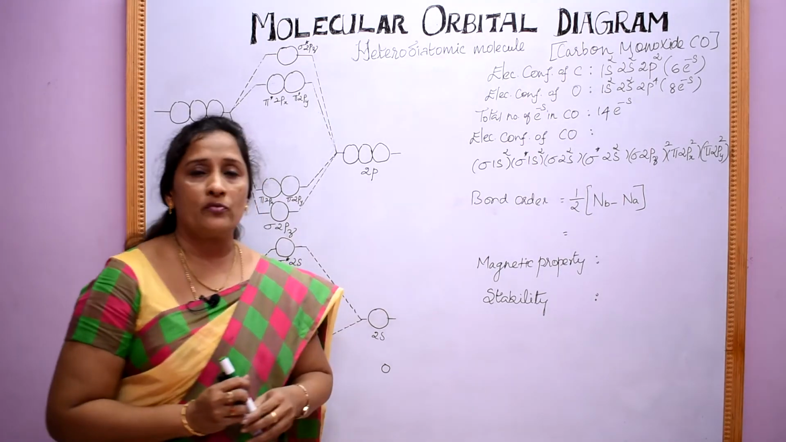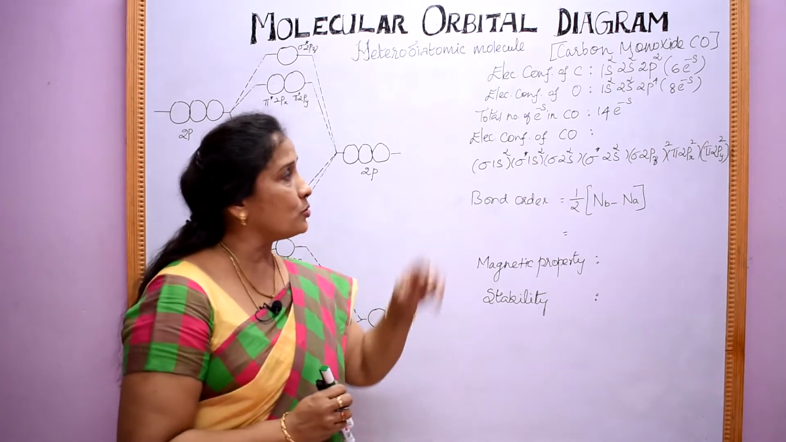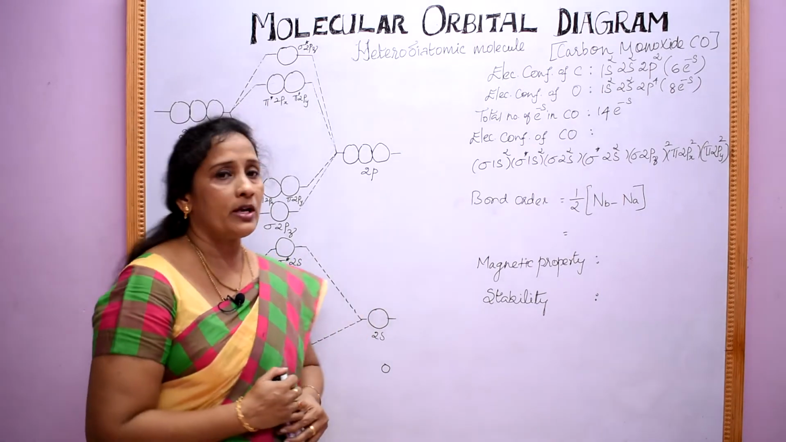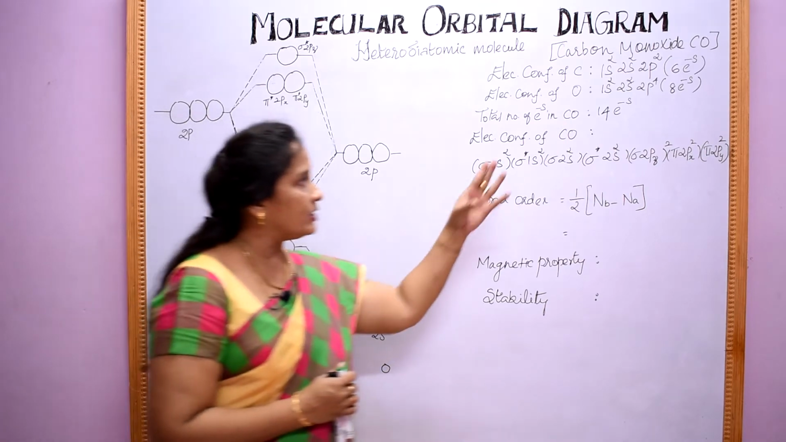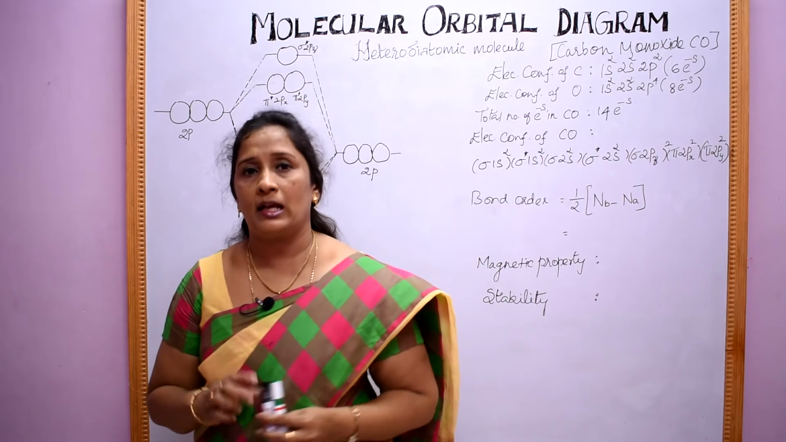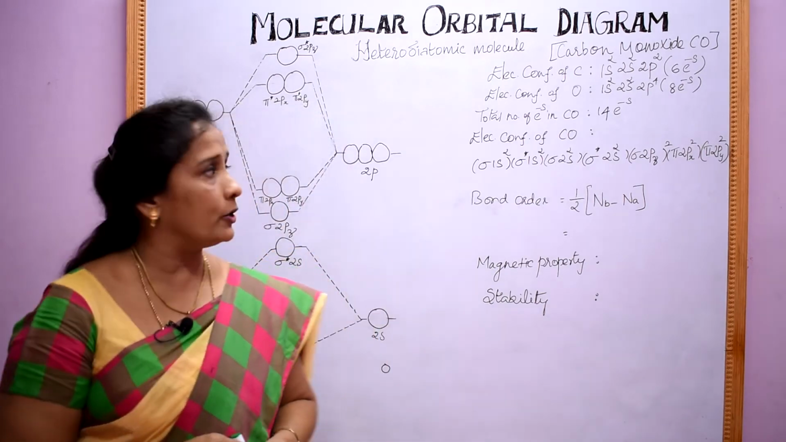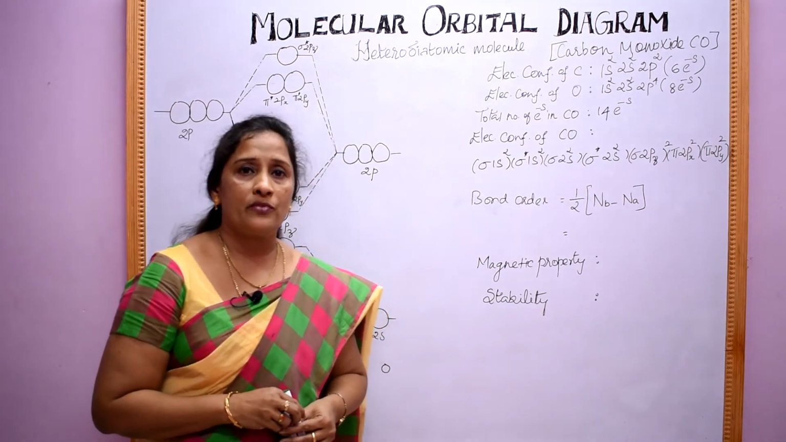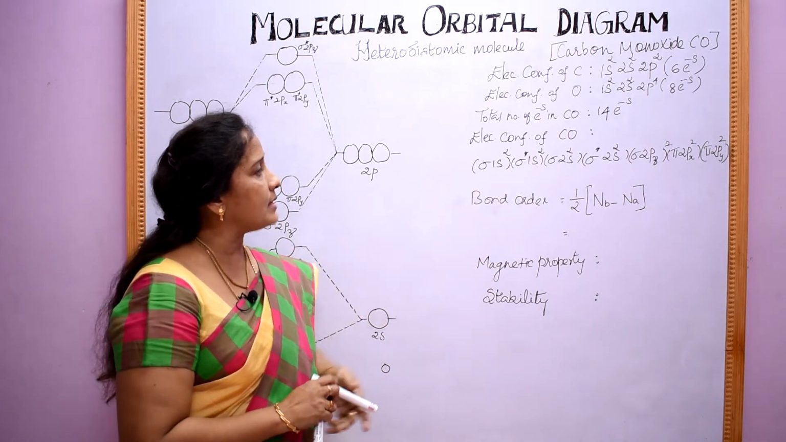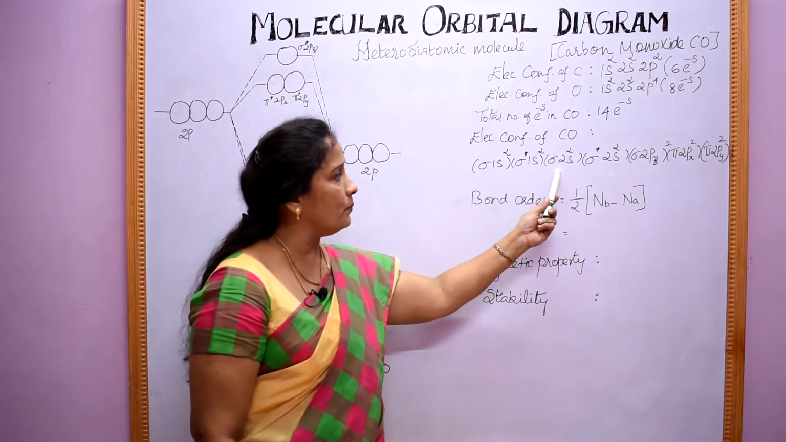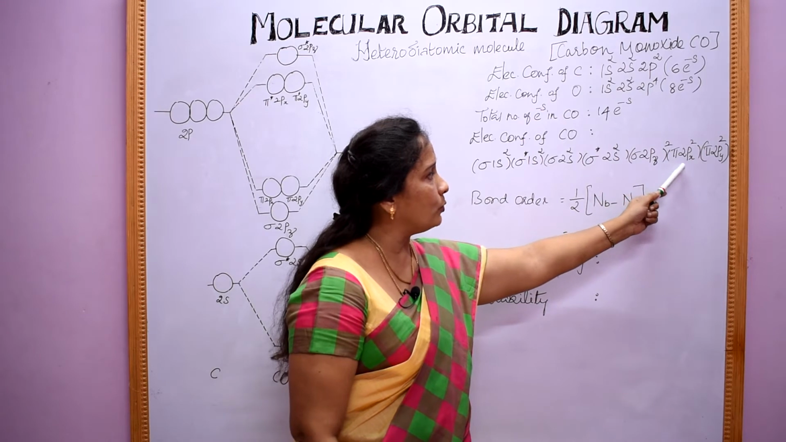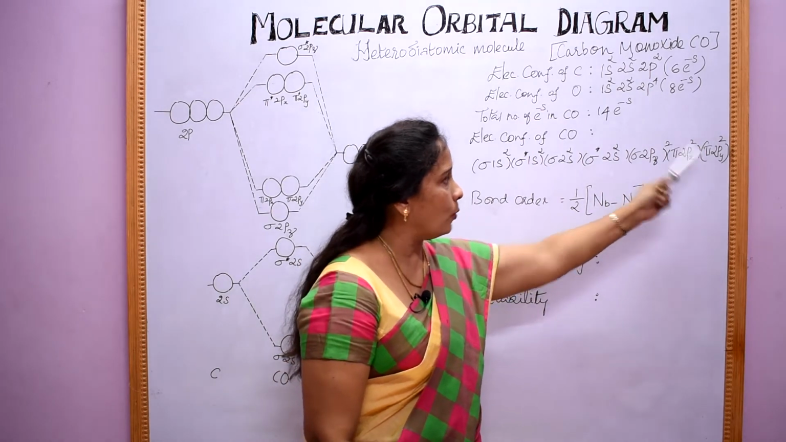We know the electronic configuration of carbon is 1s2, 2s2, 2p2. There are 6 electrons in carbon. And the electronic configuration of oxygen is 1s2, 2s2, 2p4. There are 8 electrons. Altogether, there are 14 electrons in the carbon monoxide molecule. The electronic configuration of CO can be written as sigma 1s2, sigma star 1s2, sigma 2s2, sigma star 2s2, sigma 2pz2, pi 2px2, pi 2py2.